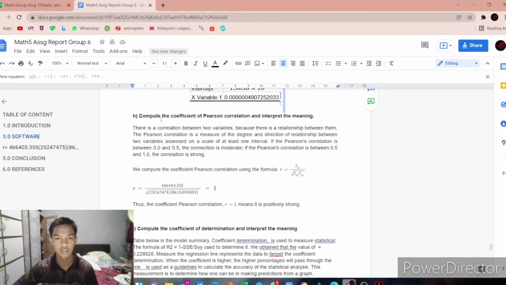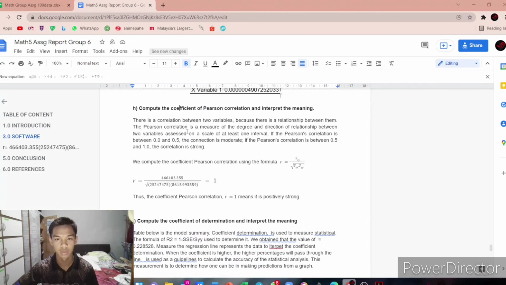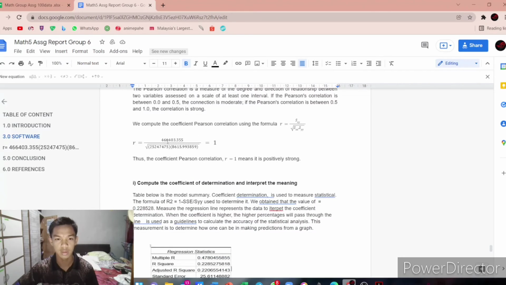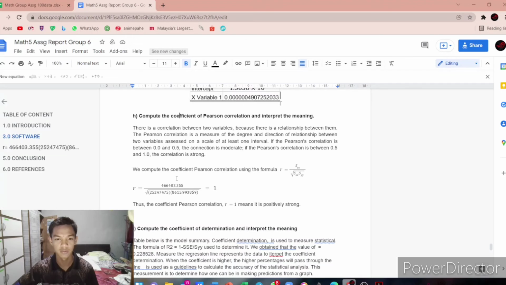For question H, compute the coefficient of Pearson correlation and interpret the meaning. We use the formula r equals Sxy over the square root of Sxx times Syy. Then we fill in the values into the formula and we get the correlation is 1. Thus the Pearson correlation coefficient of 1 is positively strong.